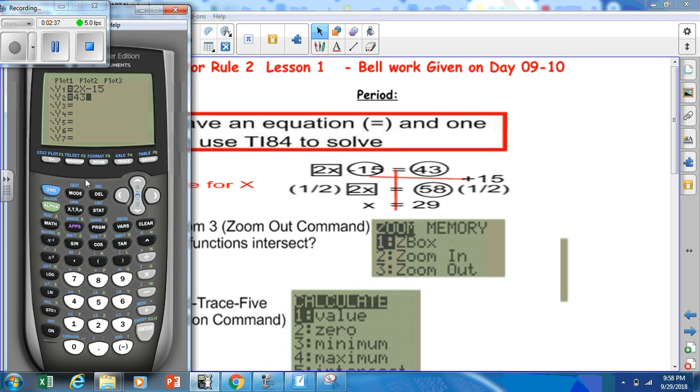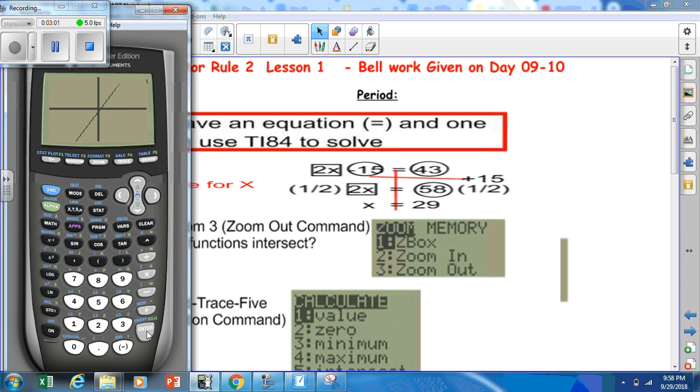Zoom 3, hit enter. Do I see it? Not yet. Got to zoom out a third time. Hit enter. I see the intersection. Now, students, it's really important that you might have to hit zoom 3 more than once in order to actually see the intersection.